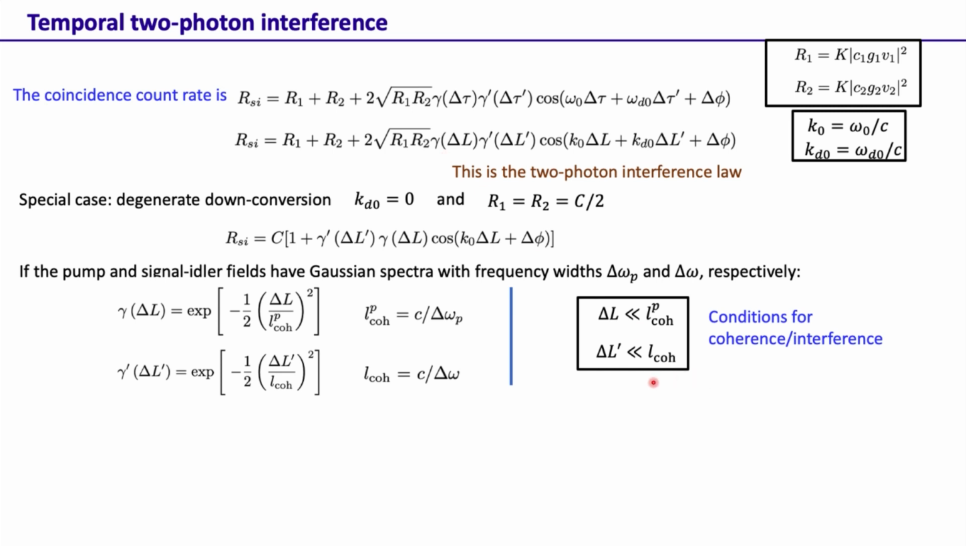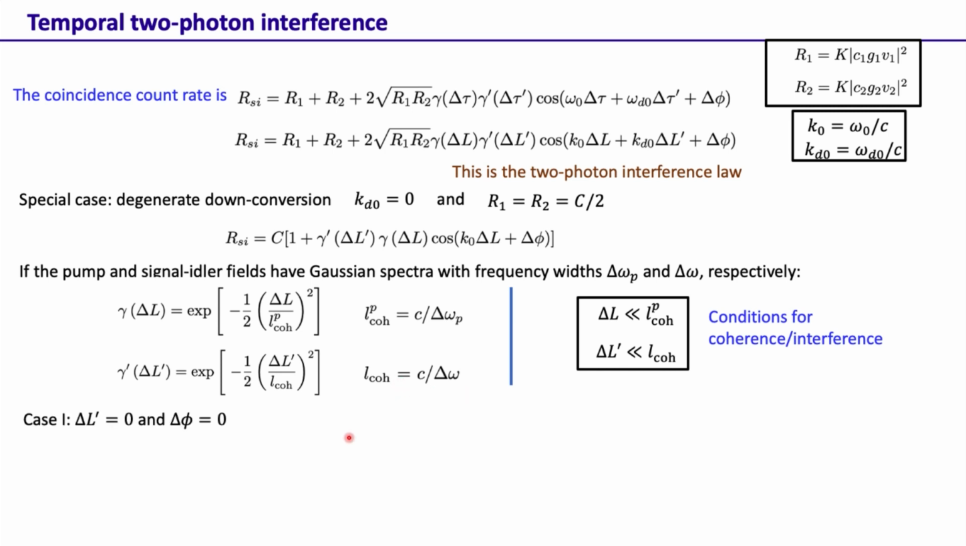This is the same as the interference condition for one-photon interference, where the path length difference has to be larger than the coherence length involved, and as long as that condition is satisfied, we have interference. Similarly, in this case we have two conditions instead of one, and these two conditions are here. The first one is in terms of the coherence length of the pump, and the second one is in terms of the coherence length of the signal idler fields.